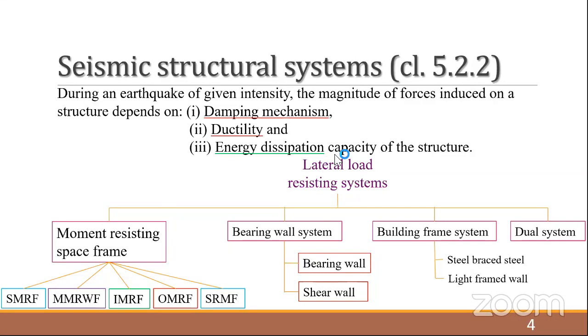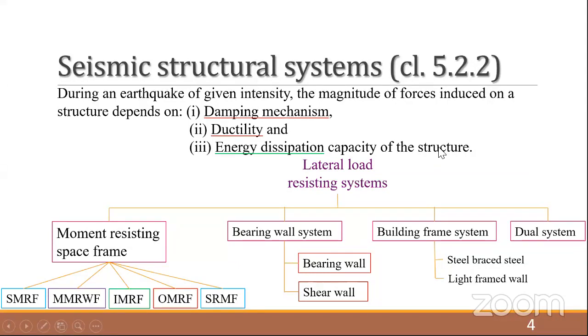A shear wall, or flexural wall, is a wall that is designed to resist lateral force in its own plane. The lateral forces are resisted by the shear wall, sometimes with light bracing in the bearing walls, or braced frames. So shear walls and bearing walls fall under the bearing wall system. The third is the building frame system, where we have braced steel and light frame walls. The last is the dual system, where you combine both of these.